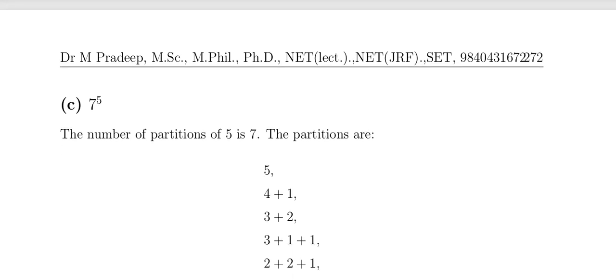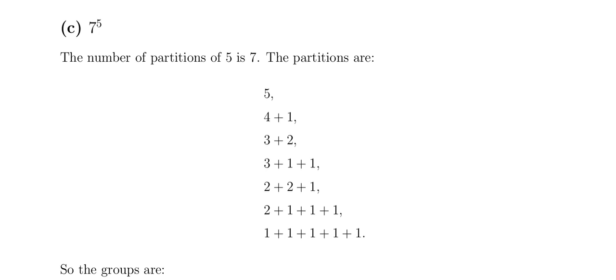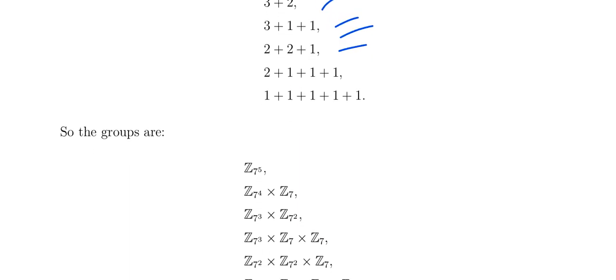By 7 power 5, we need to find the number of partitions of 5. This is the partition of 5. So how many come in total? 1, 2, 3, 4, 5, 6, 7. So therefore we can find 7 non-isomorphic abelian groups for 7 power 5.